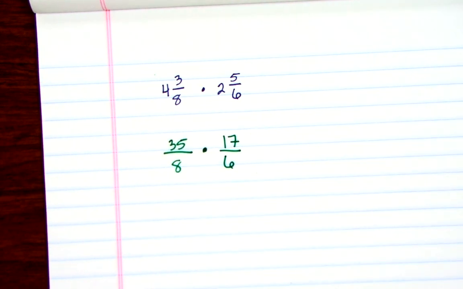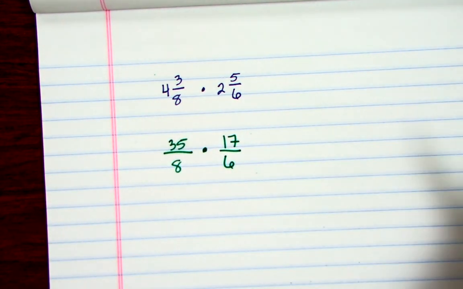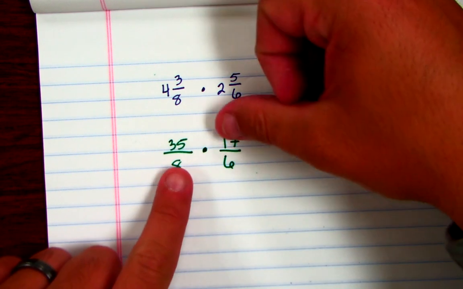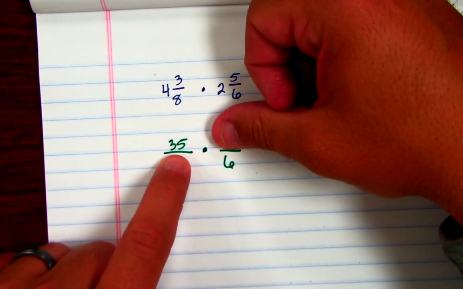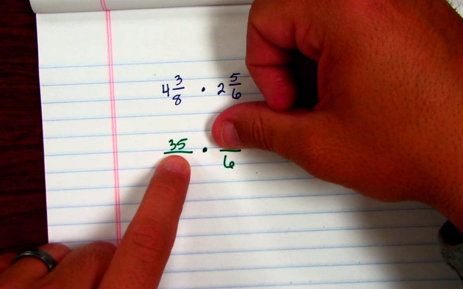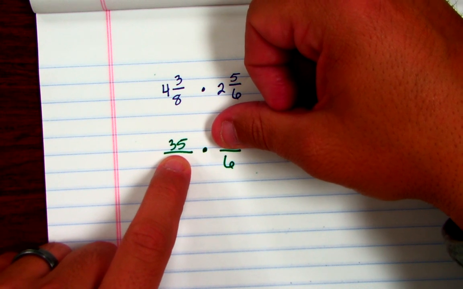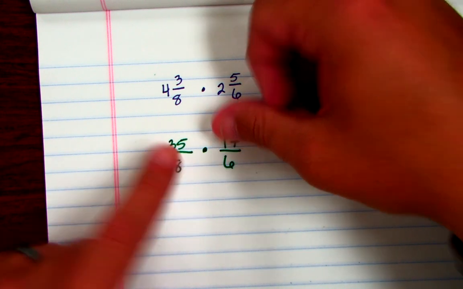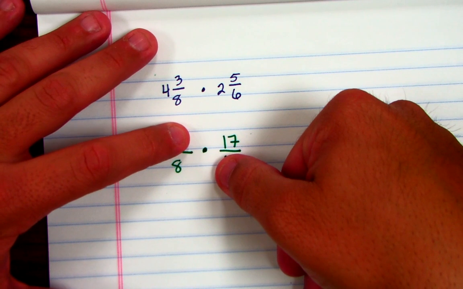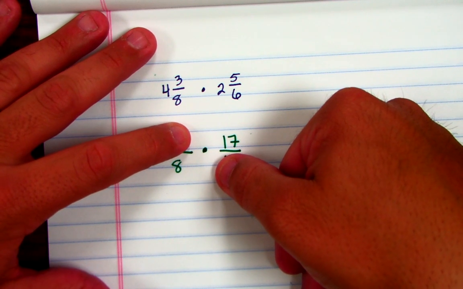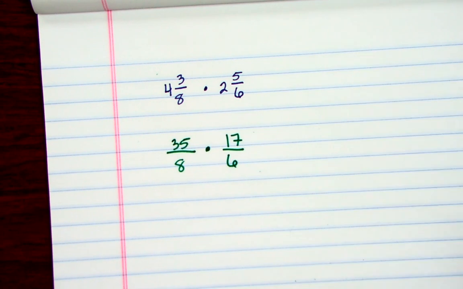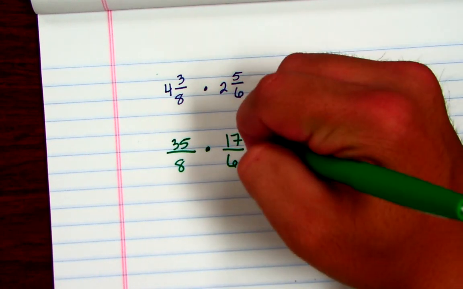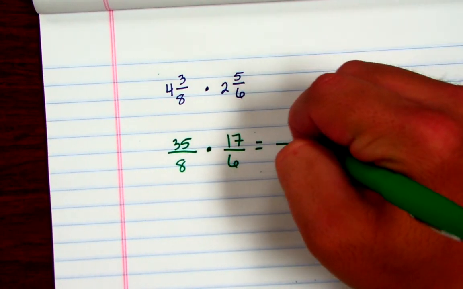All right. So like I showed you last time, is there any number that goes into both 6 and 35 evenly? That answer is no, so I cannot simplify it. Is there any number that goes into 8 and 17 evenly? That answer is no. So I cannot simplify anything here. We have to multiply straight across.